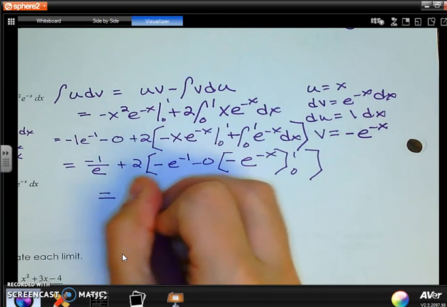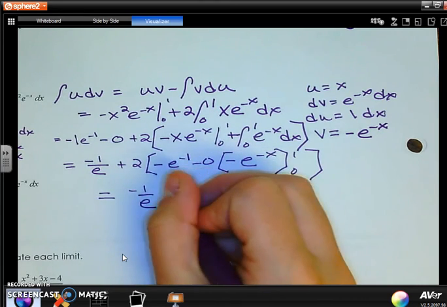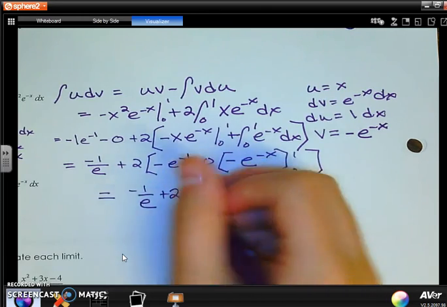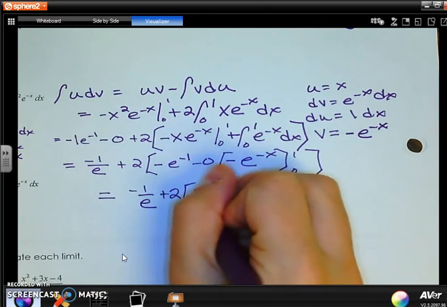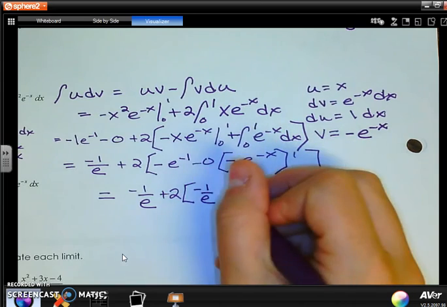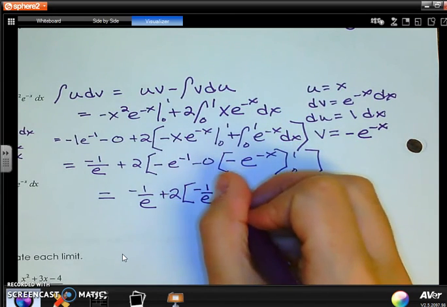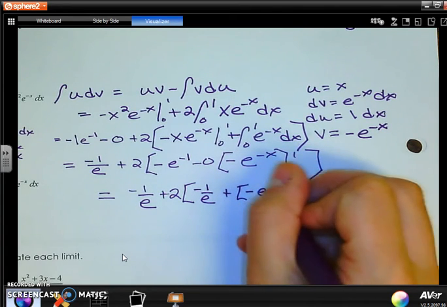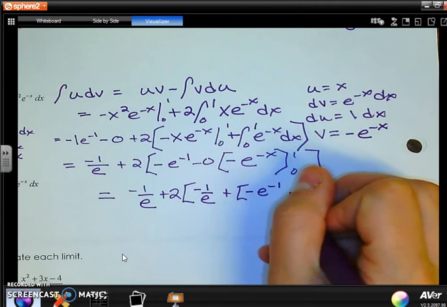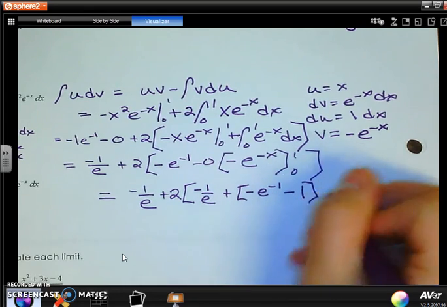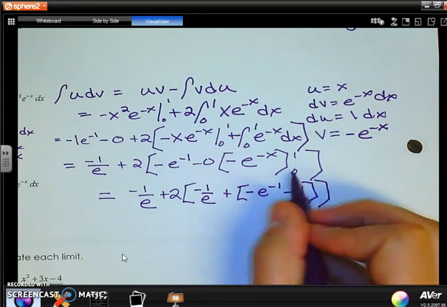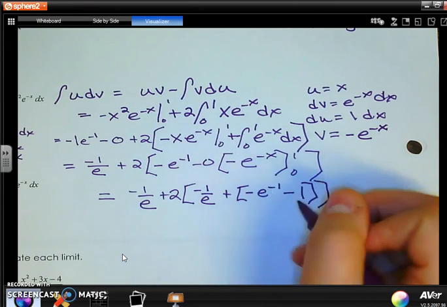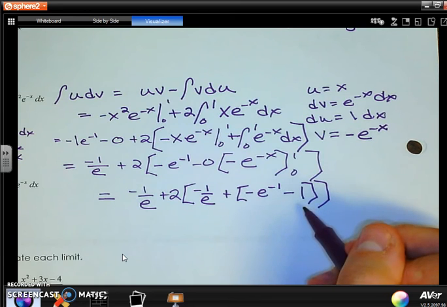So you end up with negative 1 over e. You still have 2, or plus 2. That 0 goes away, and again, it's going to be that same thing, negative 1 over e. And when you evaluate that, it'll be plus. When you plug in a 1 there, negative e to the negative 1. Minus 1. That's the one that people mess up on a lot, is this one. When you plug in a 0, you get 1.